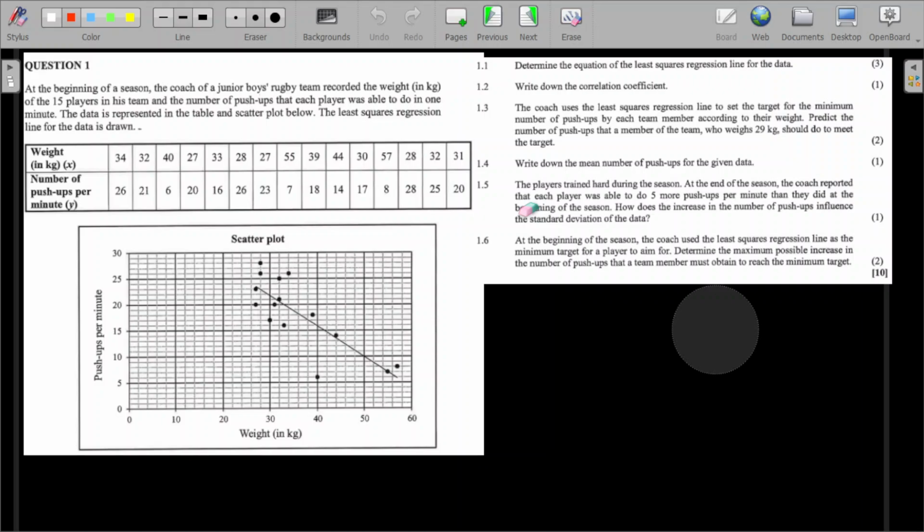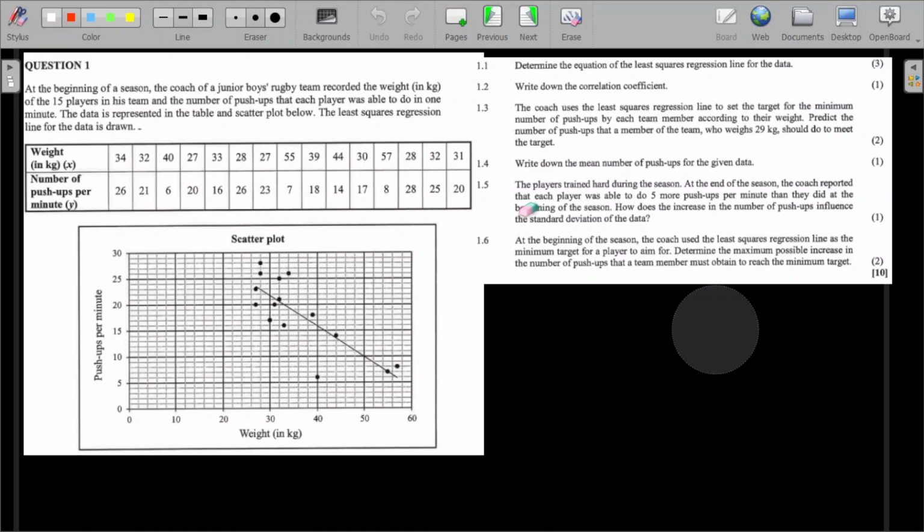In question one, which is the structure of the paper, you usually start with statistics, and here they give you that statement and also the table. In this table, we have the weights in kg as x, and the number of push-ups per minute as y, and then they give us the scatter plot. It's very important to understand the scatter plot, because we're not answering any questions, we're just analyzing the question.